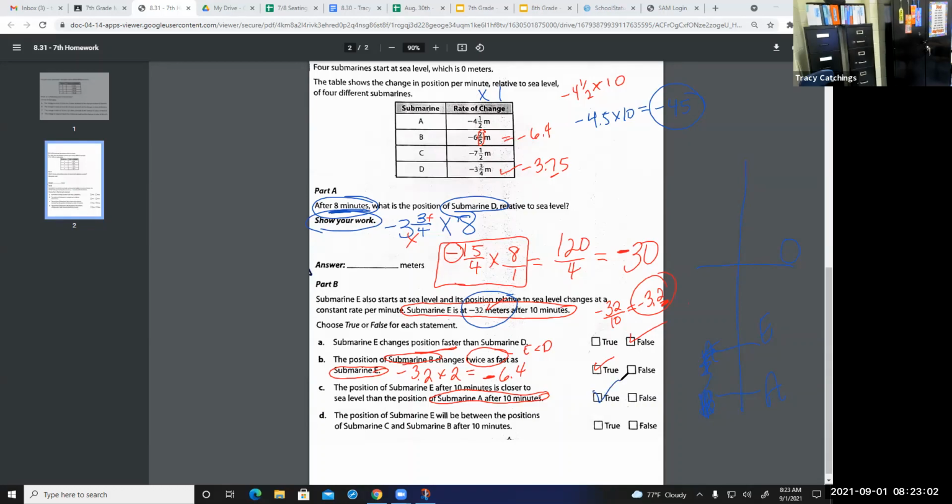He then said the position of submarine E will be between the positions of submarine C and B after 10 minutes. All right, we need B and C after 10 minutes. C is negative 7.5 times 10, negative 75. And then we got B at negative 6.4 times 10. Negative 64. They said E will be between. So negative 32 will be between negative 75 and negative 64. Oh, that's false. It will not.